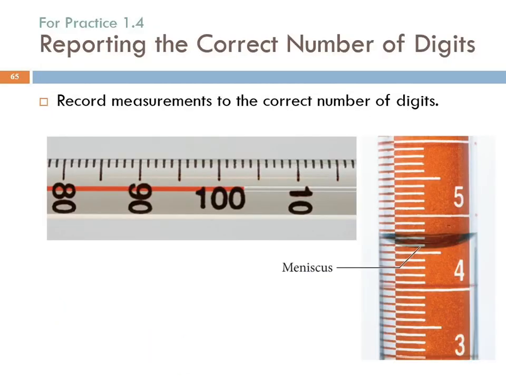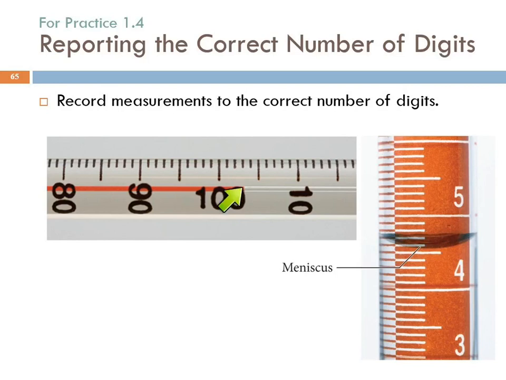So let's look at these two. Here's a thermometer. The end of the red is right in here, and we're supposed to record the measurement to the correct number of digits. Well, this is 100, this is 110. So what does each of these small lines represent? 1 degree, right? So this is 100, 101, 102, 3, 4, 5, you get the idea. So each line is 1 degree, so that means we estimate tenths.